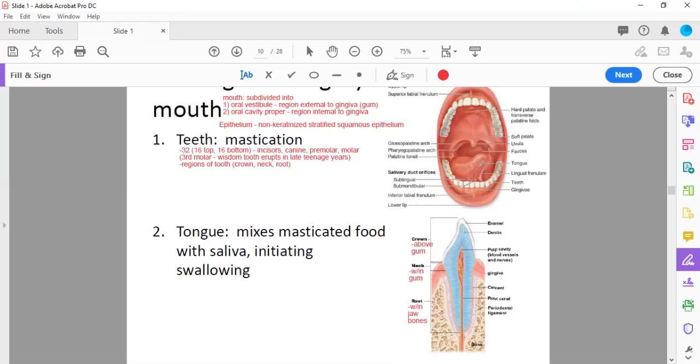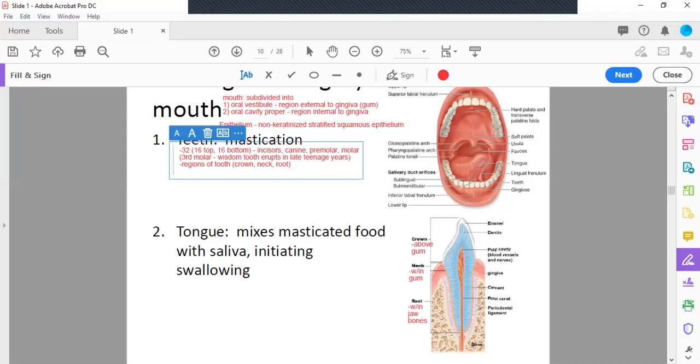You can never see the root unless they extract your tooth or your teeth. Okay. Now, we also want to ask the next point, not the next question. We're going to focus on the composition of the tooth. The tooth is composed of what's called dentine. The dentine basically is the foundation or the framework of the tooth.